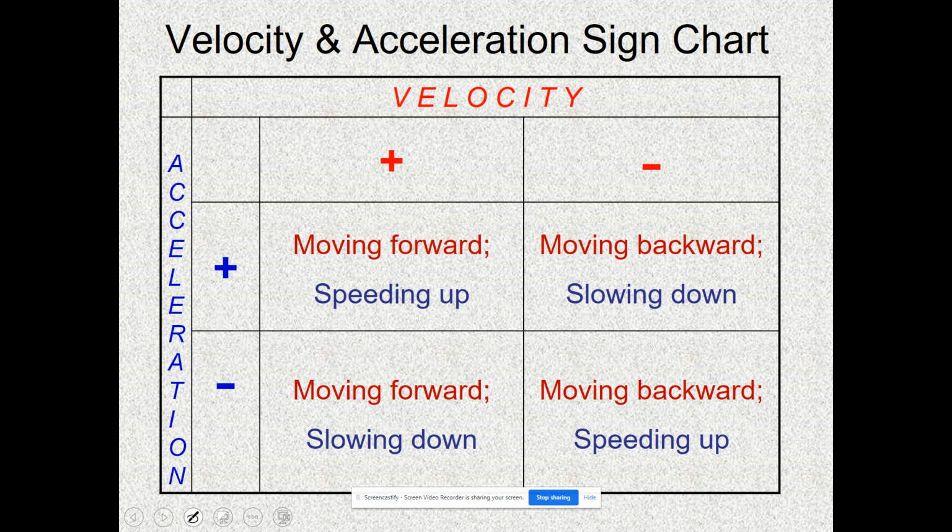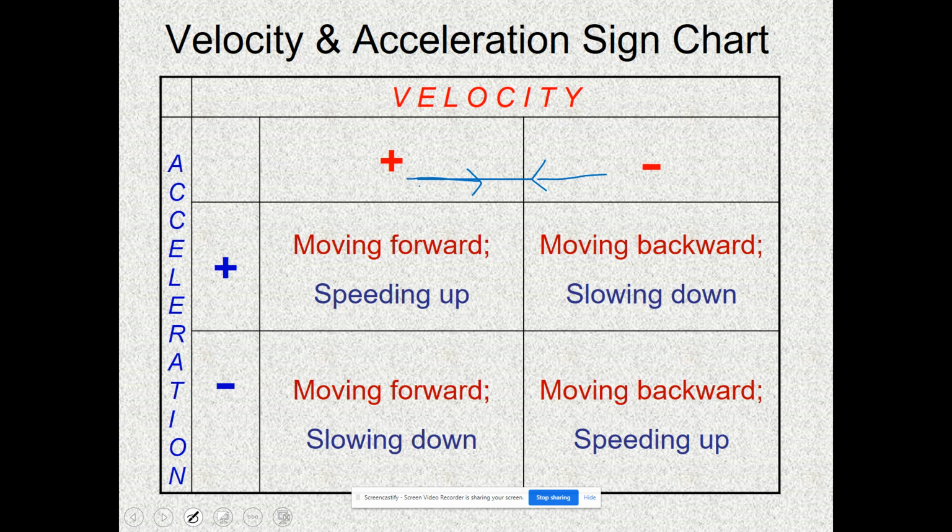All right, let's put it together with our vectors, because velocity and acceleration are both vectors. It can get confusing when you have one as a positive vector and the other as a negative vector. So let's pretend we have a car. Here the car is moving forward, and here the car is moving backwards, so it's backing up.